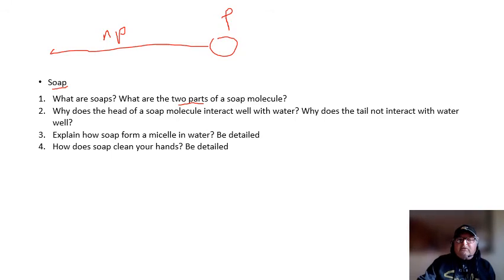Okay, explain how soap forms a micelle in water, and be detailed. Okay, so remember, when you put soap into water, the tails all come together; they get pushed together because of water. Just like with oil, water pushes oil together. And when it does that, it gives the tails really strong interactions with each other. And then the heads interact with the water through dipole interactions.